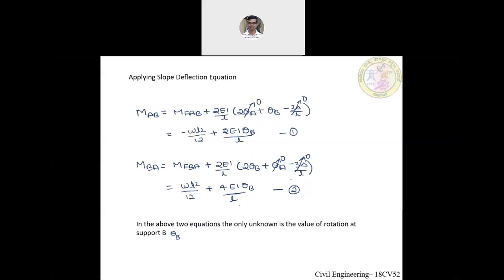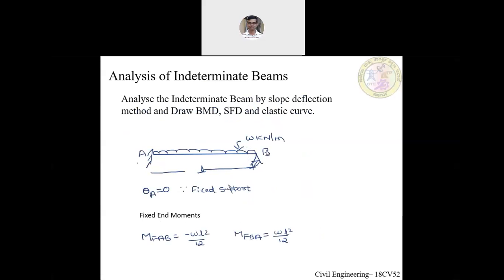Now in order to calculate theta B, we know that joint B is a hinged support. At this support, the beam is allowed to rotate, and if I draw the bending moment diagram, the bending moment at B has to be equal to 0 since it is allowed to rotate.